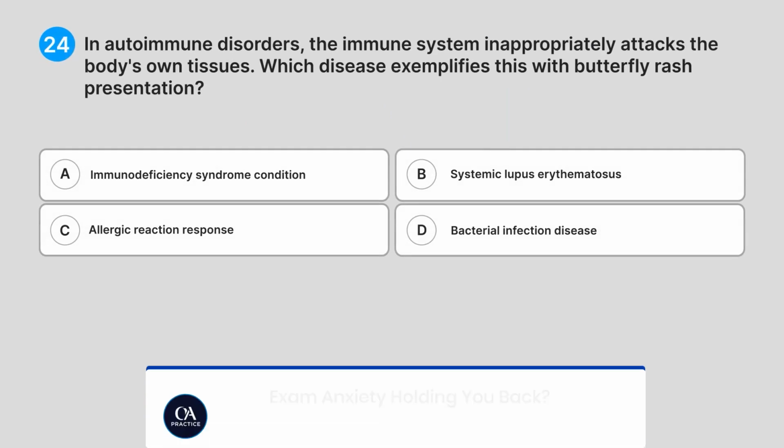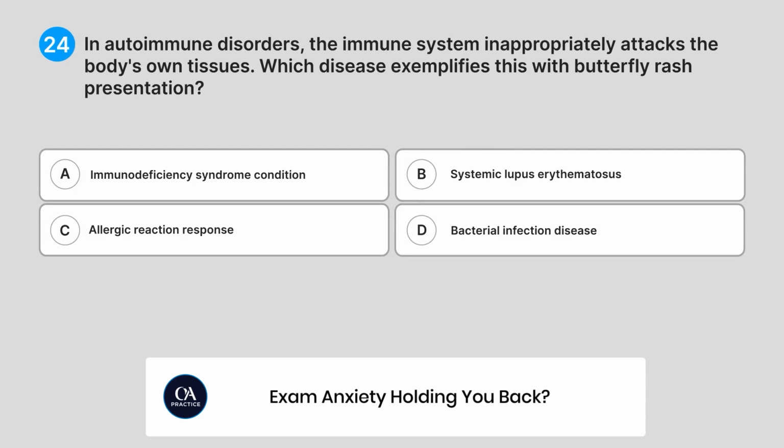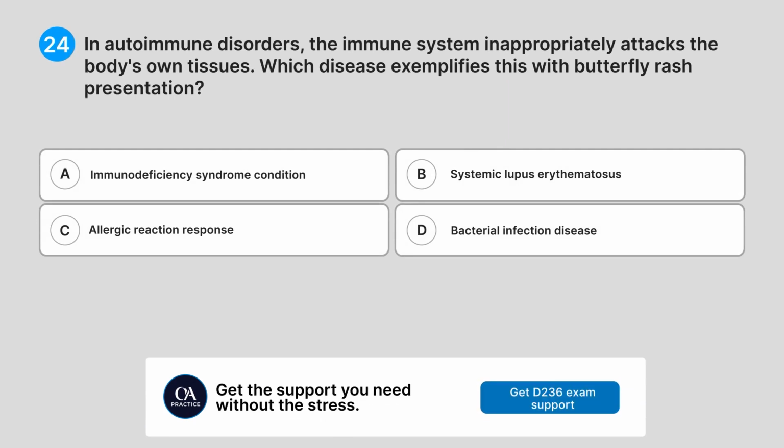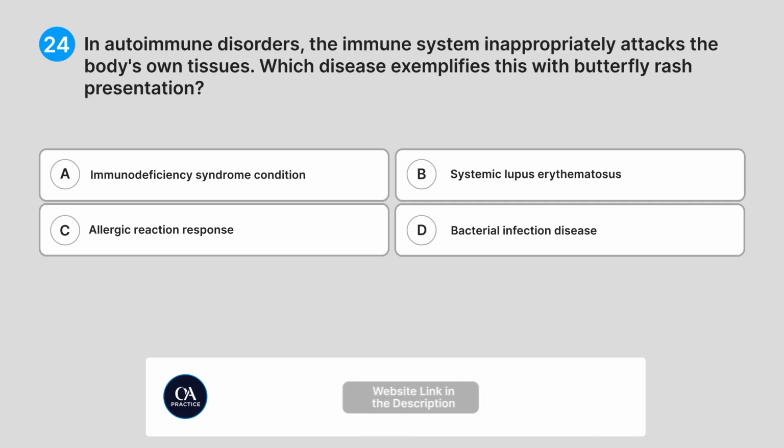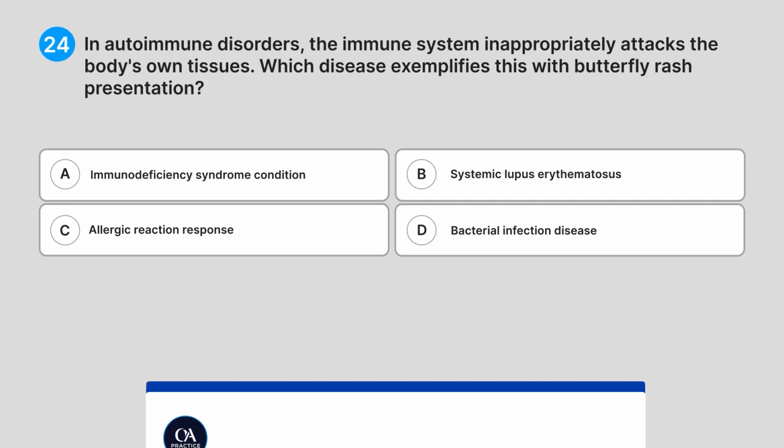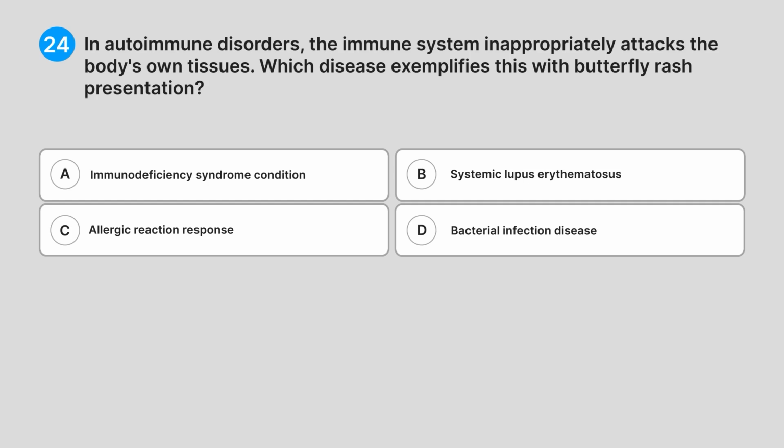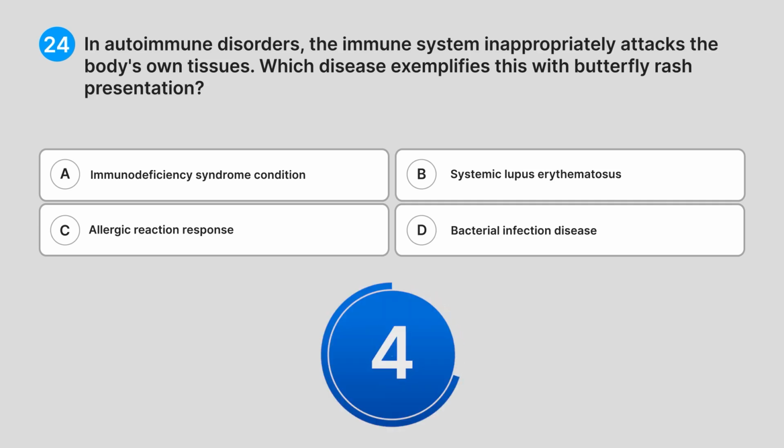24. In autoimmune disorders, the immune system inappropriately attacks the body's own tissues. Which disease exemplifies this with butterfly rash presentation? A. Immunodeficiency syndrome condition. B. Systemic lupus erythematosus. C. Allergic reaction response. D. Bacterial infection disease. Do you know the answer?